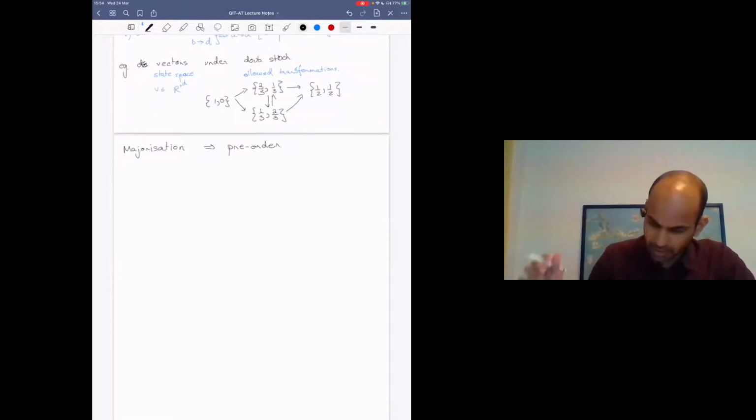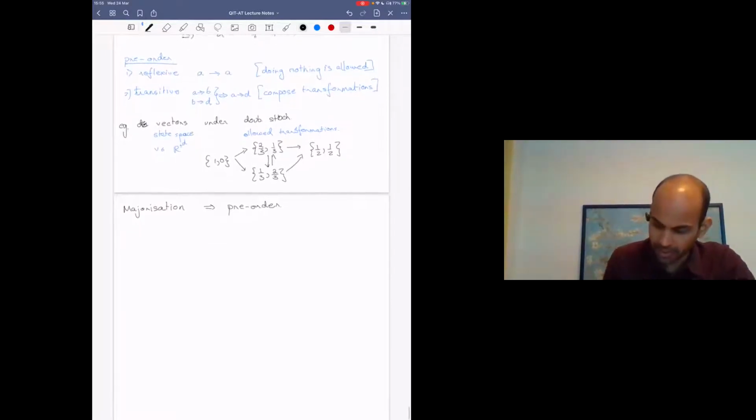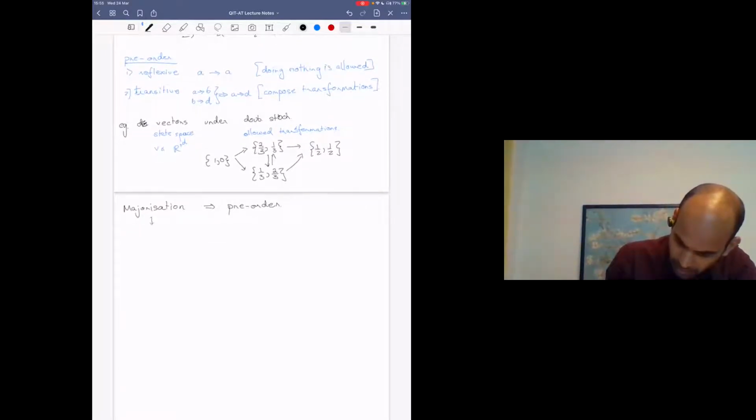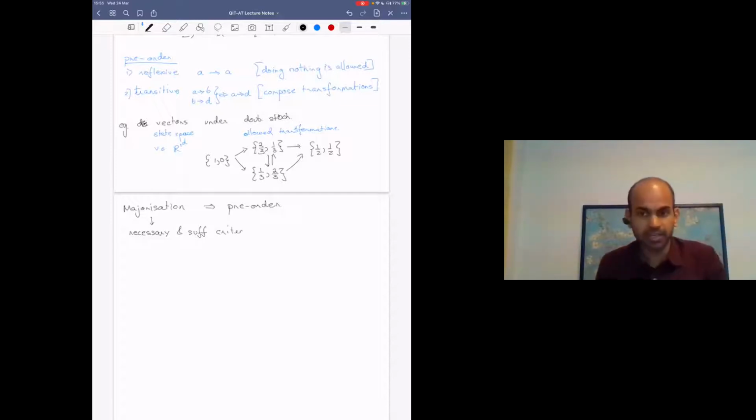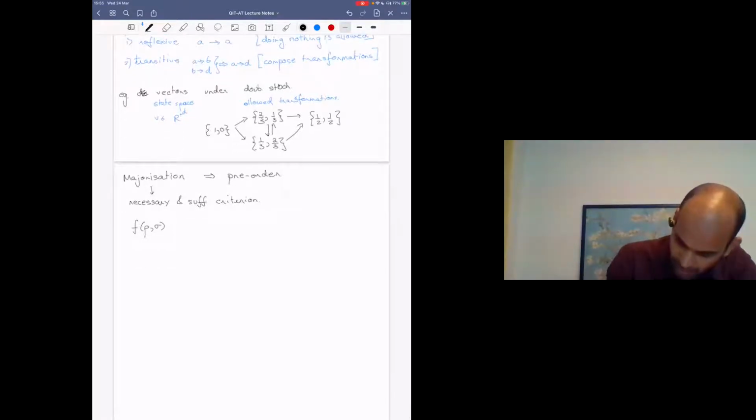Okay, so this is now a general definition of a resource theory, and what we get here is a necessary and sufficient condition or criterion. But we didn't always have this in a resource theory. So in a resource theory, we look for functions f of rho comma sigma that have the following properties.